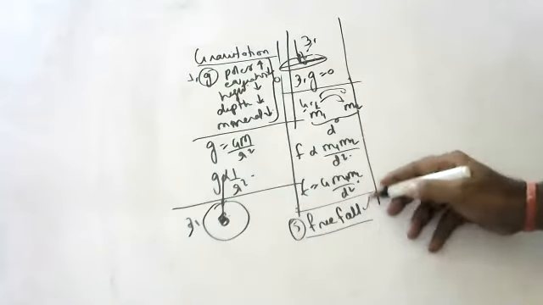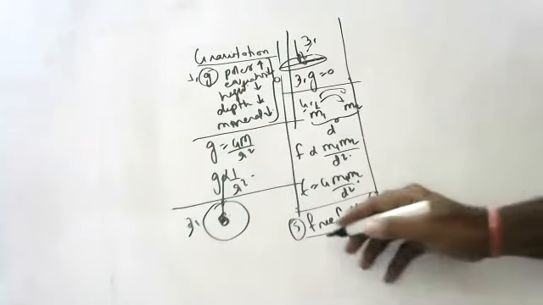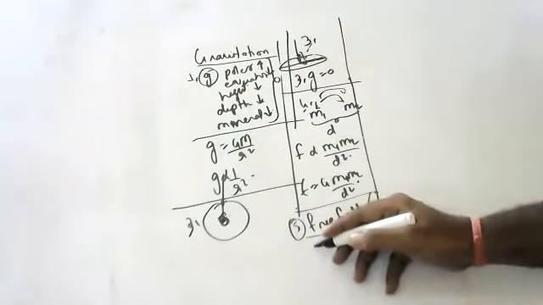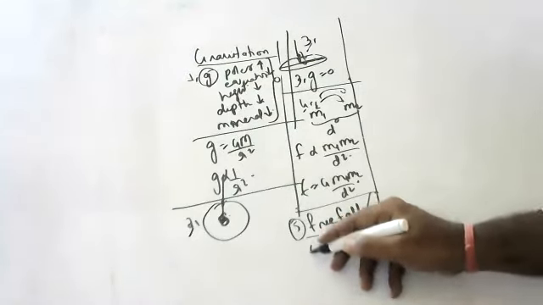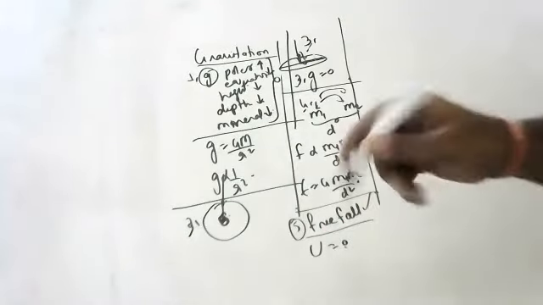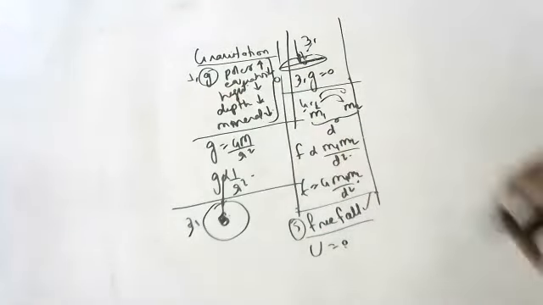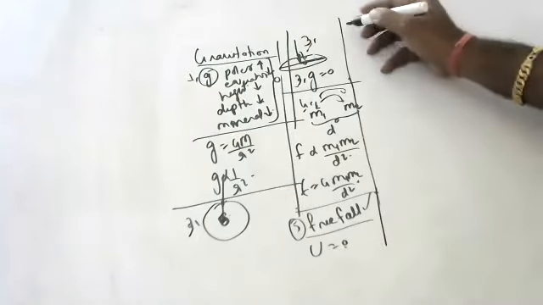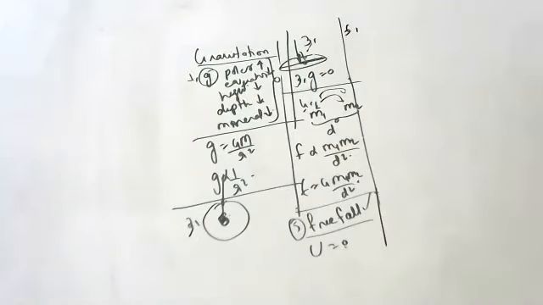What do you mean by free fall? Anyone in the class? Object falling freely. An object dropping from a height with initial velocity zero. u is zero, initial velocity is zero. If a body's initial velocity is zero, that is called free fall, drop. Children, after discussing so many classes, so many things, you are not able to say what free fall means.